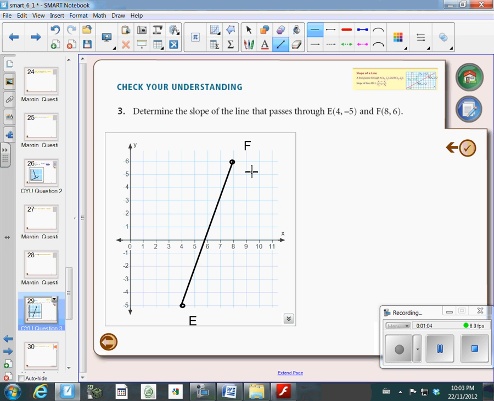The question says, determine the slope of that line. Well, we'll do this one the way that we've been doing most of these questions up to this point, which is just counting the rise followed by the run. So what is the rise? What did you have, Jesse? Oh, that is correct. It's a rise of 11.